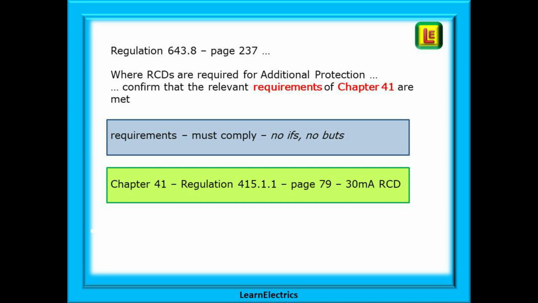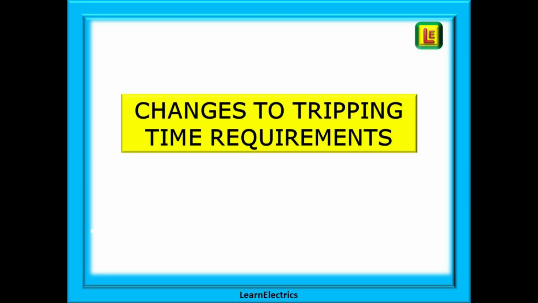And Chapter 41, Regulation 415.1.1 on page 79 tells us that a 30 mA RCD is required. Let's look at the changes to the tripping time requirements. What then has replaced Table 3A?